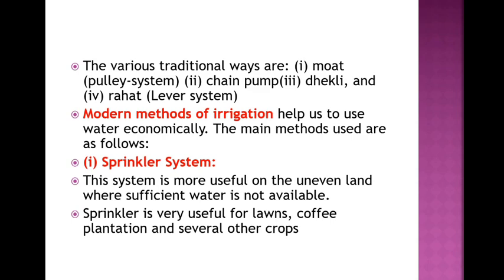Coming to the modern methods, they help us to use water economically. By using these modern methods, definitely we can save water. The main methods used are as follows. The first one is the sprinkler system. This system is more useful on uneven lands where sufficient water is not available. Sprinklers are very useful for lawns, coffee plantations and several other crops.